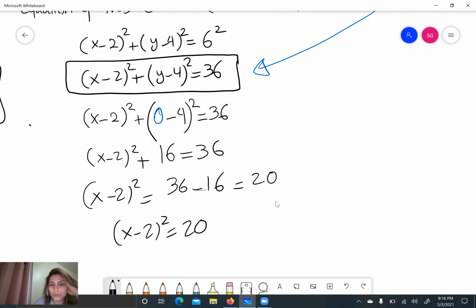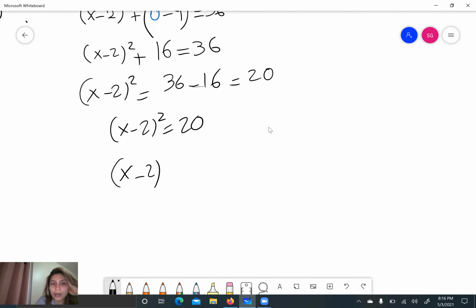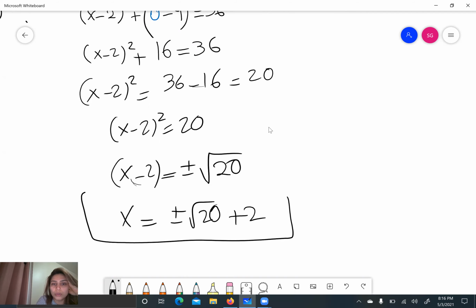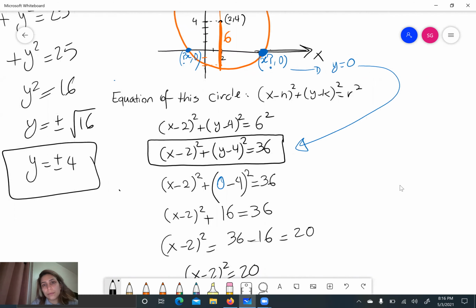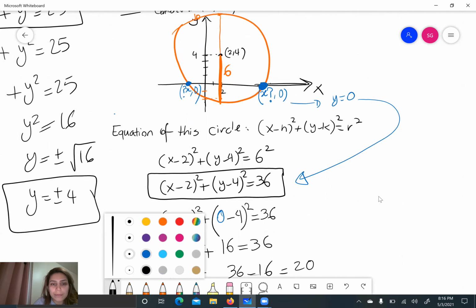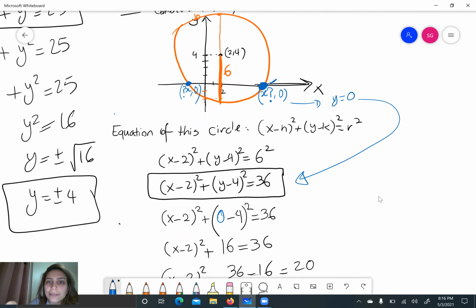So x minus 2. Now take the square root of both sides: positive, negative, square root of 20. So x is positive, negative, square root of 20. When you add 2 to both sides, you get this. So there are 2 points, which also match our graph. One of them is positive, this one. So this x value is positive square root of 20 plus 2, and this one is the negative one, negative square root of 20 plus 2.